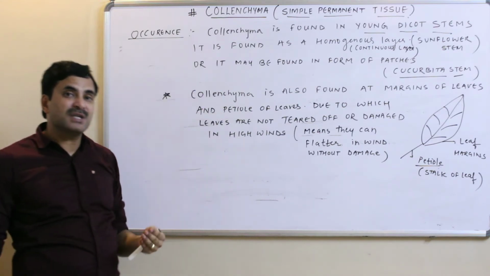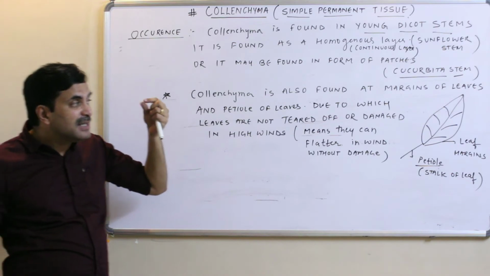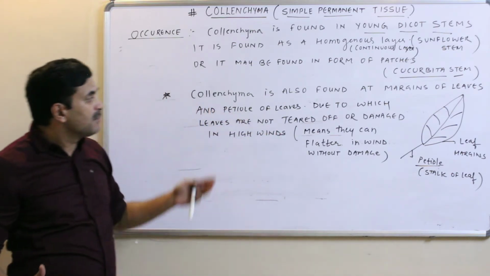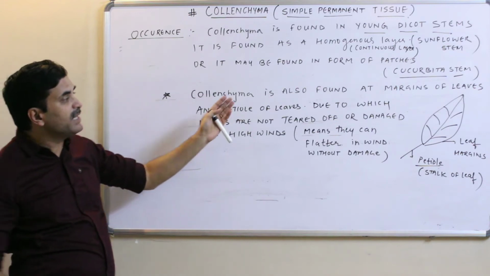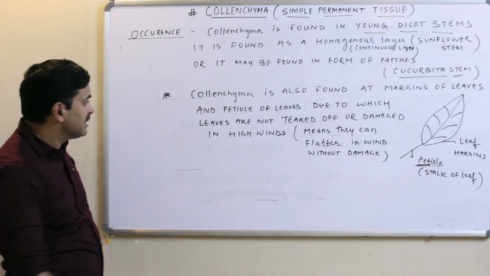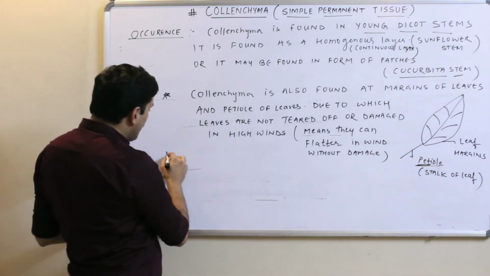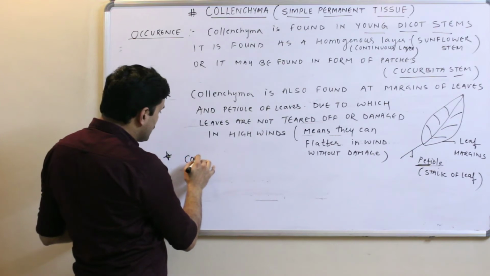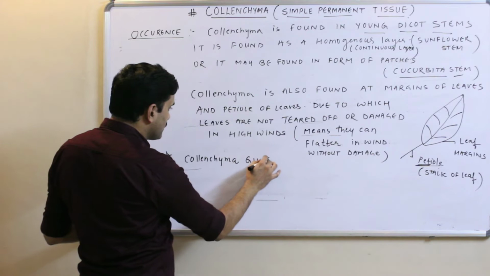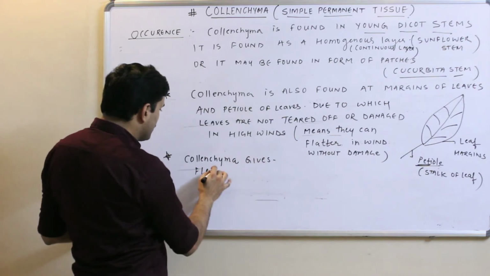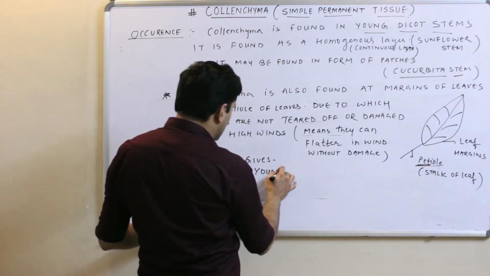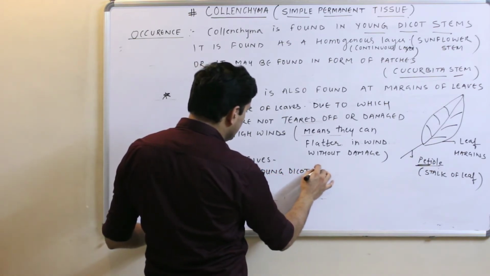So you have seen that even when the winds are blowing at a high velocity, the leaves, though very thin, are not torn off or damaged, because they have collenchyma in the petiole as well as in the margins of the leaves. Not only this, remember that collenchyma gives flexibility to young dicot stems.